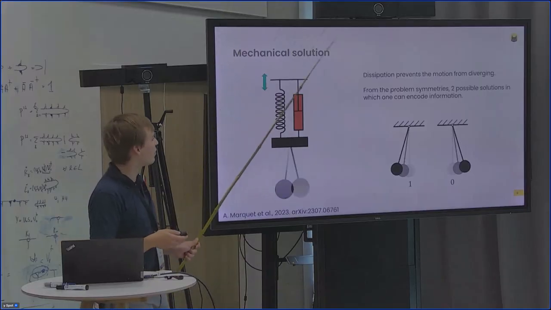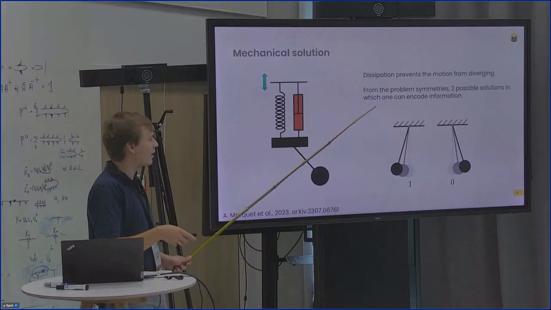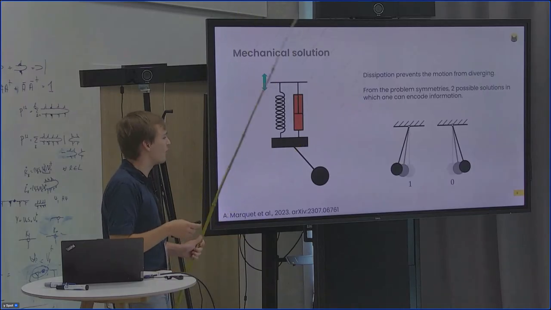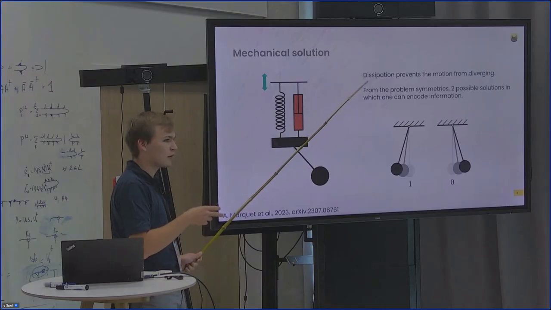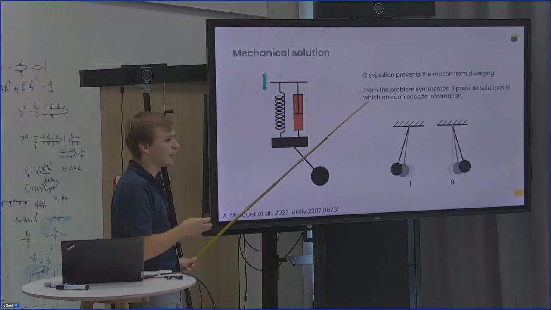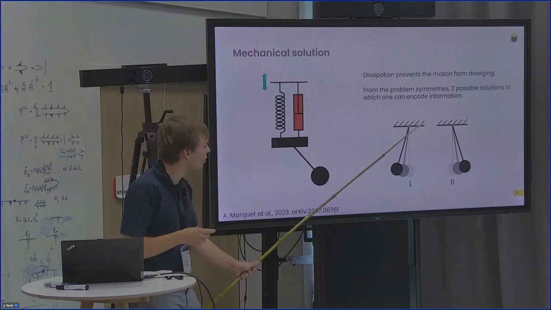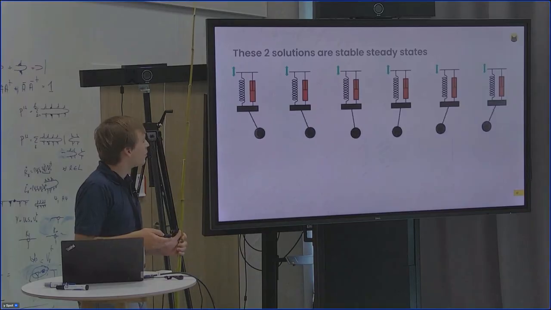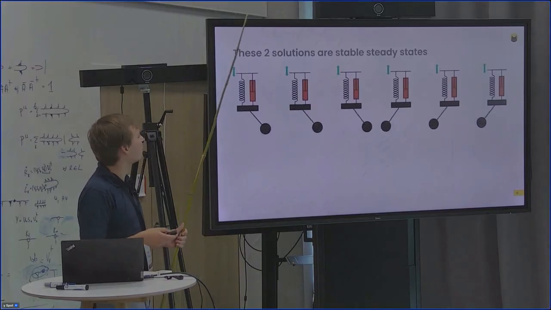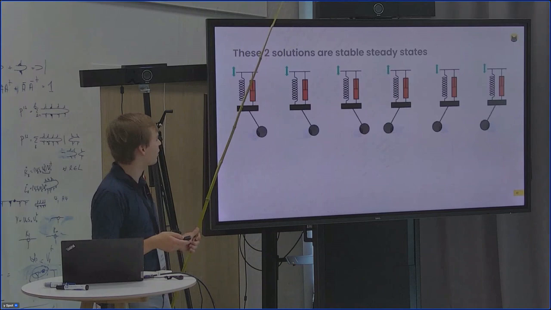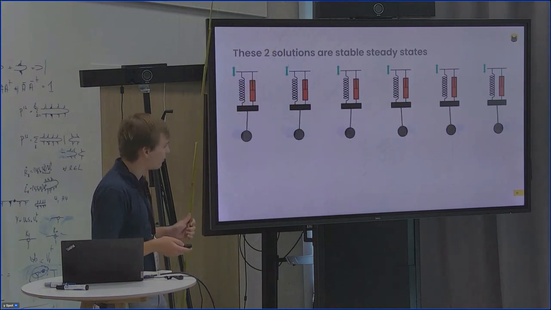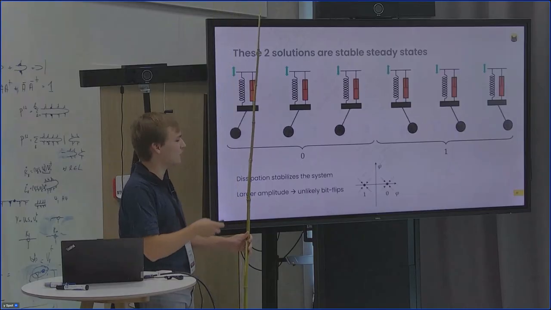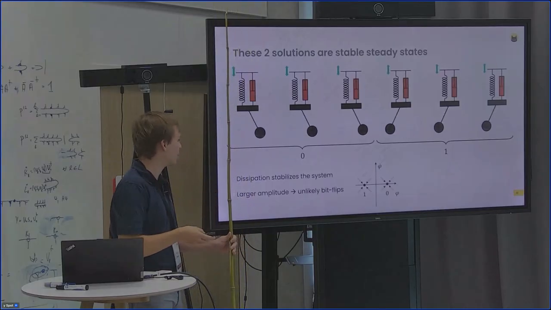From the symmetry of the problem, if you write the actual equations with classical mechanics, you see that two possible solutions will appear in which you can encode information. We'll have oscillations at the same frequency, but with a phase 0 or pi. You can say that the system with phase 0 is your logical 0, and phase pi is your logical 1. Those two solutions are stable steady states. So if you start in whatever state, you will end up in one of those two, either in 0 or pi phase. So dissipation really stabilizes the system in that case. You actually use the dissipation, the connection with the outside world, to have a stabilized system.